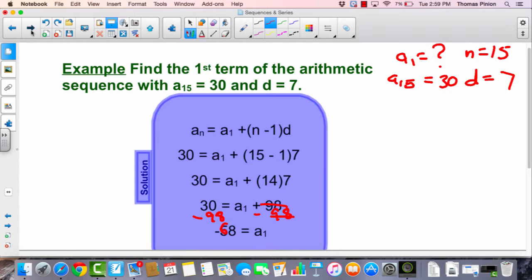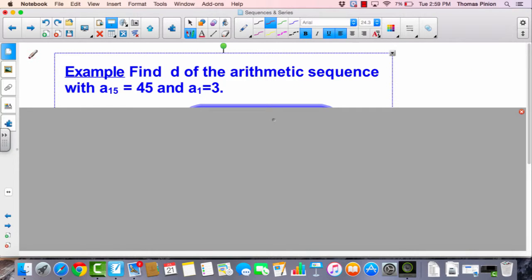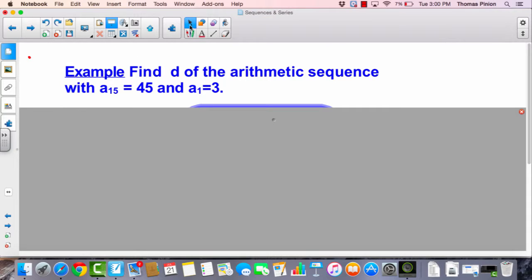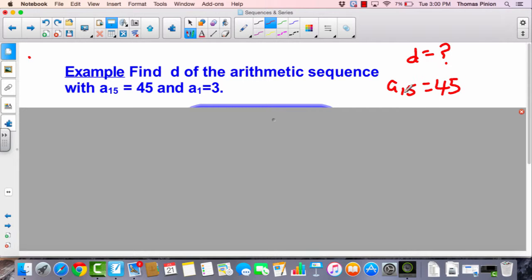Okay? Now, here's another example. We're going to find d, or common difference, of this arithmetic sequence. So d equals question mark. That's what we're trying to find. If a sub 15 is 45, which means n is 15, and a sub 1 is 3. Our first term is 3.